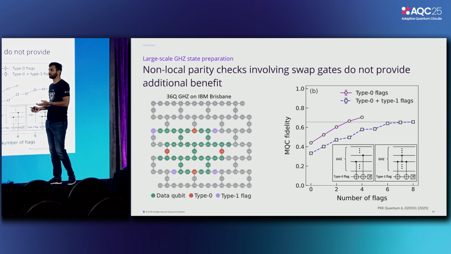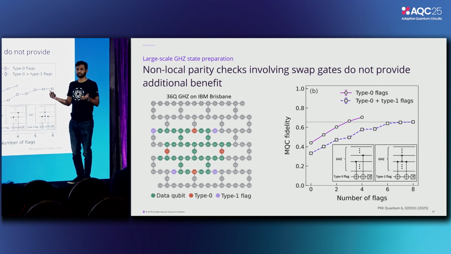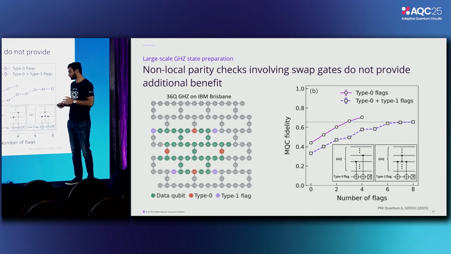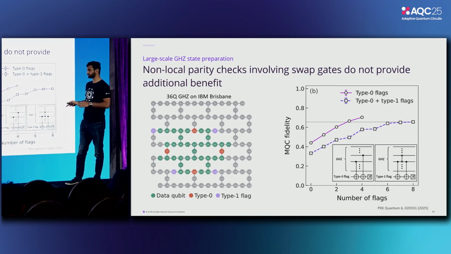So basically, it's saying that if you want to think about error detection on these current devices, think about local flags more rather than having these swaps involved to get this parity information. So that's what I wanted to show about it.